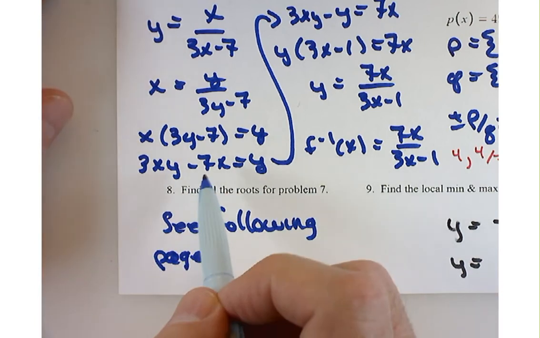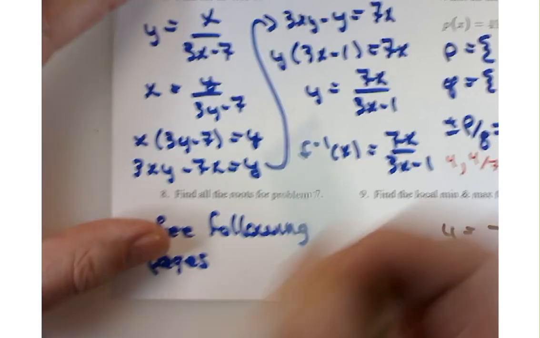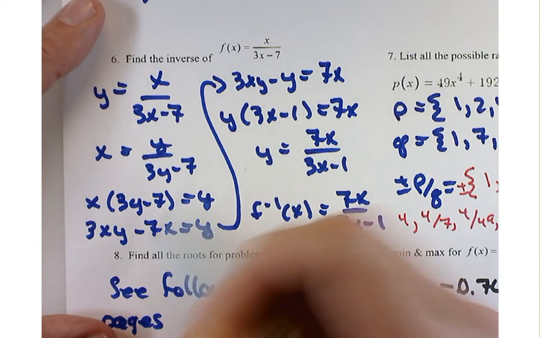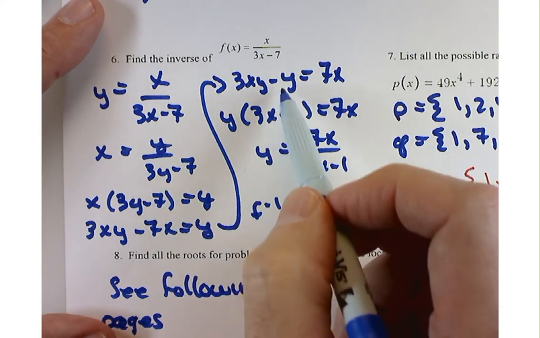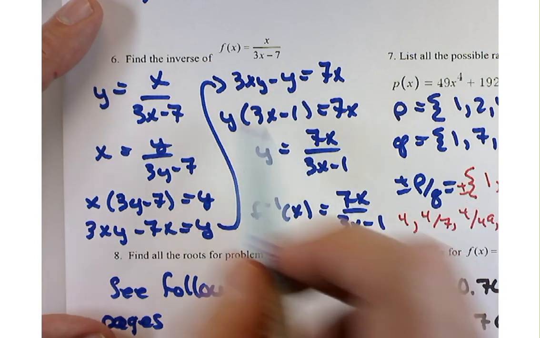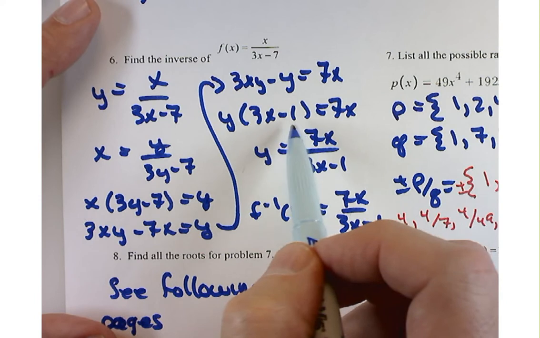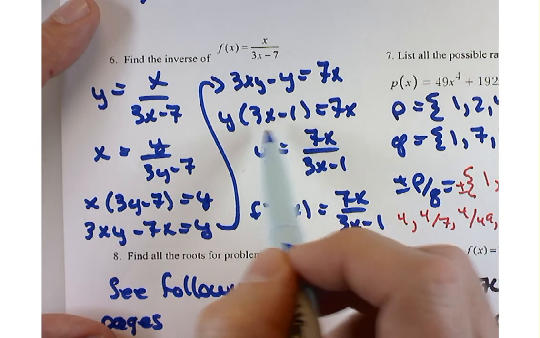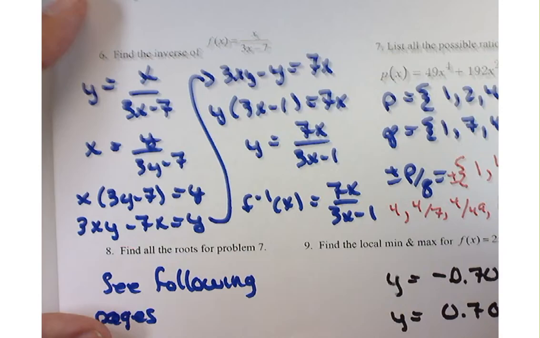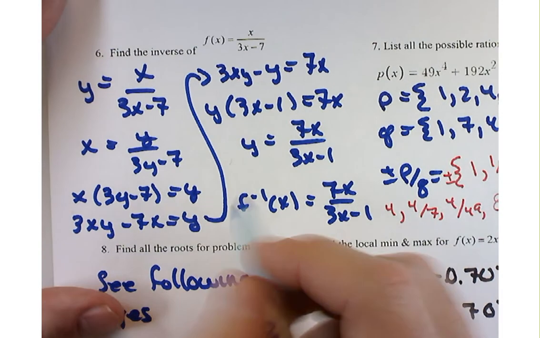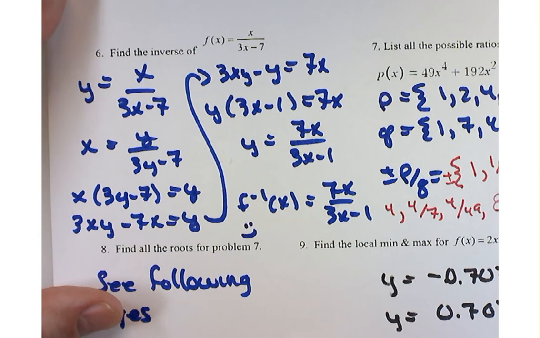What happens to a term when it changes sides? Changes signs as well. So negative 7x becomes a positive 7x. Positive y becomes a negative y on the left-hand side. Factor out the y from both of those terms. If you do that, then you can divide both sides by 3x minus 1. On the left-hand side, it cancels. On the right-hand side, you get the expression for your inverse. Don't forget that last little point for writing f negative 1 of x.